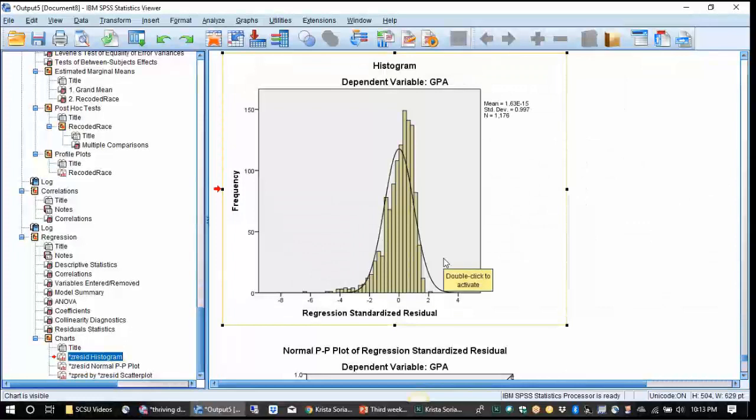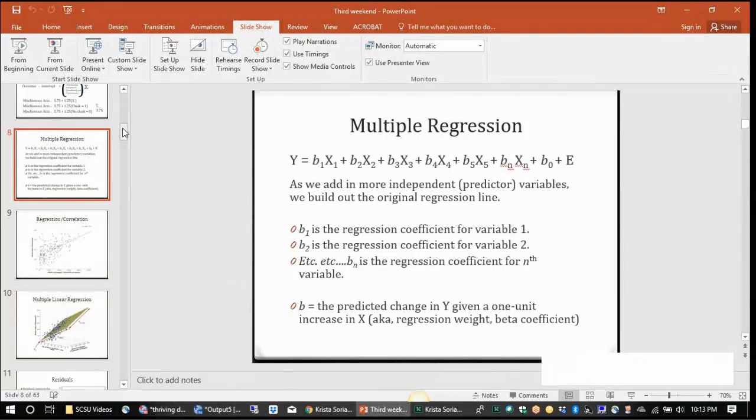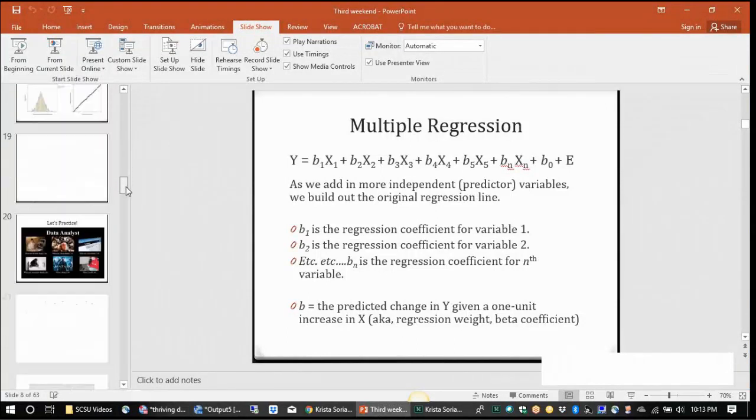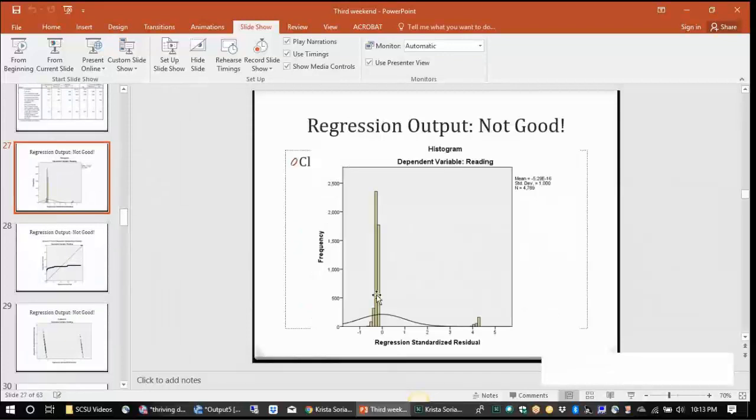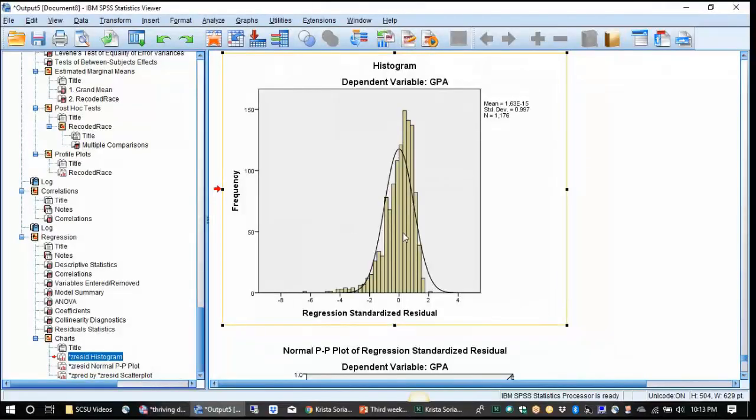something that approximates a normal distribution. Let me just kind of show you what's bad. It's pretty bad if it looks like this, right? We have a bimodal distribution here with a set of data over here and some over here. That would be bad. That's not good. What we have is pretty good, so not bad.